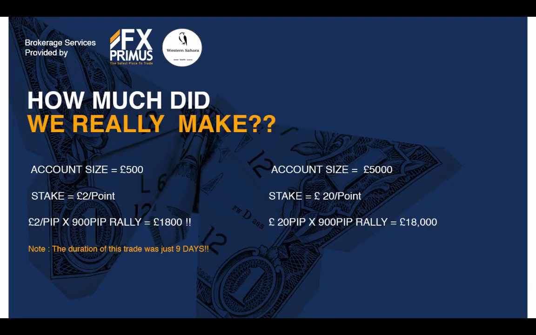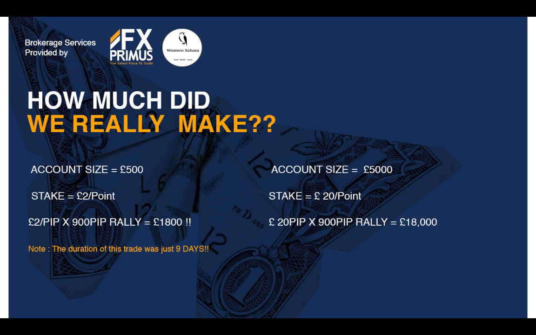Now you're probably wondering, how much did I really make? Let's say hypothetically I had a £500 account size, and I stake £2 a point. So that will be £2 a point multiplied by 900 pips. That will give you £1,800.